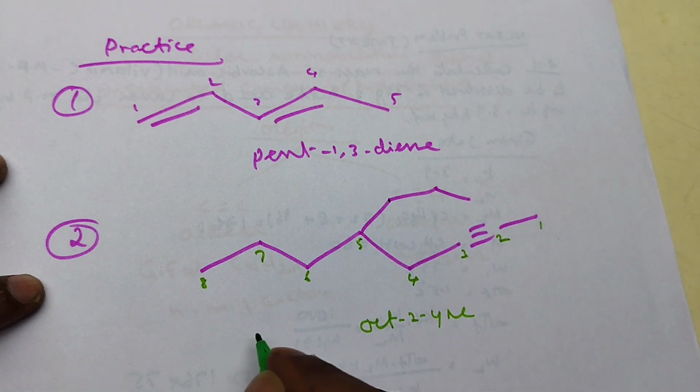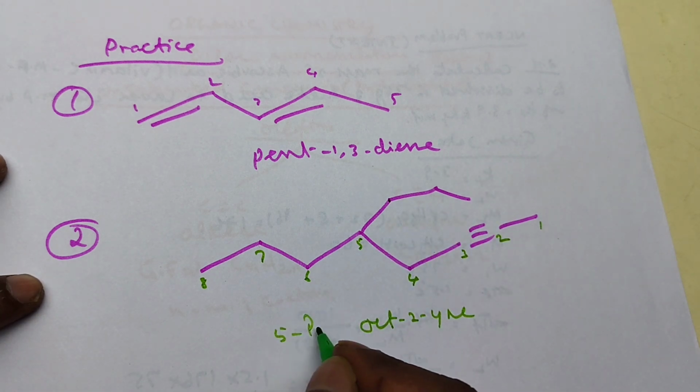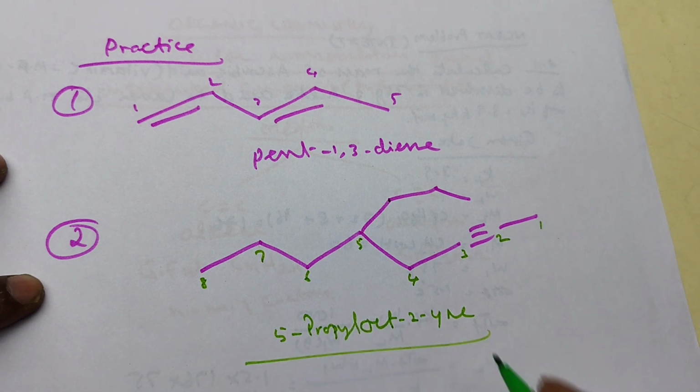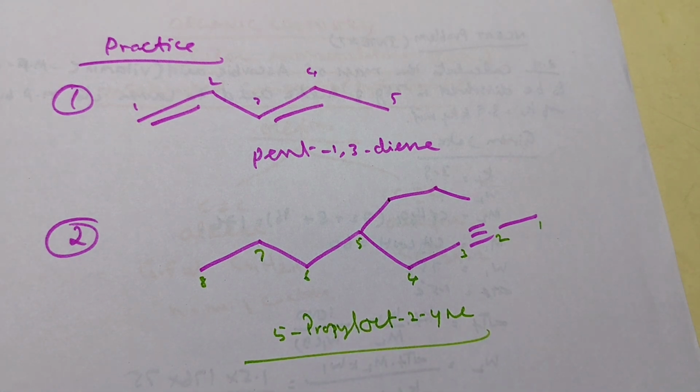And what is the name of the substituent? 5-propyl. This is the correct way of giving the IUPAC names.